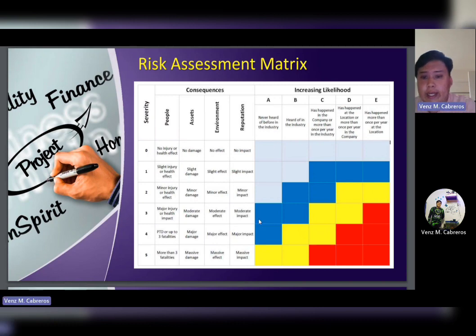Usually, lighter colors are the most commonly acceptable part of the risk. So, for example, in severity level 1, never heard of before in the industry, acceptable. Slightly injury, acceptable. Heard in the industry, acceptable.